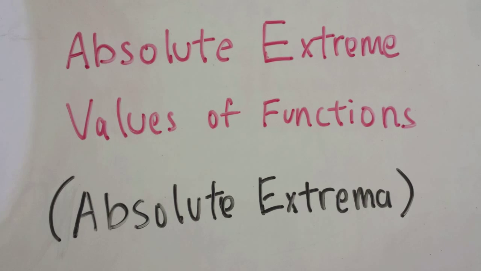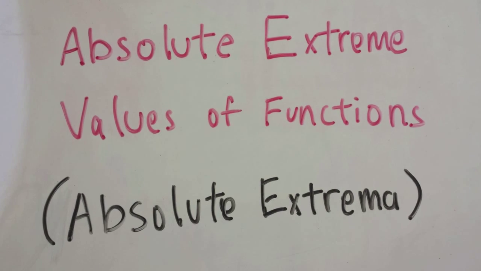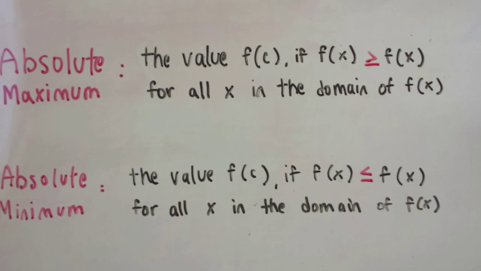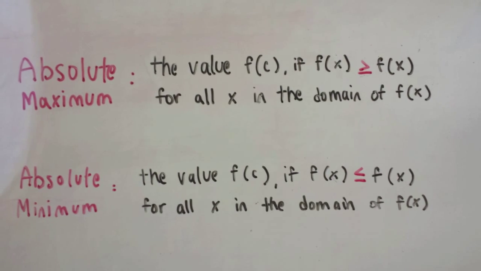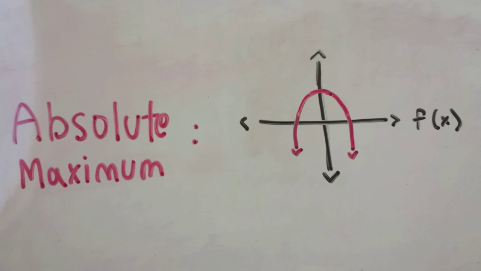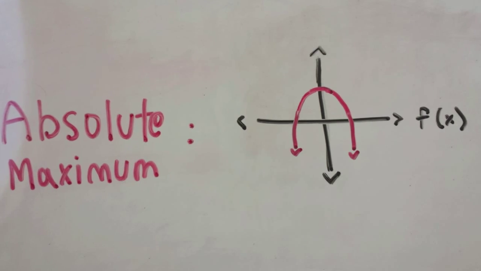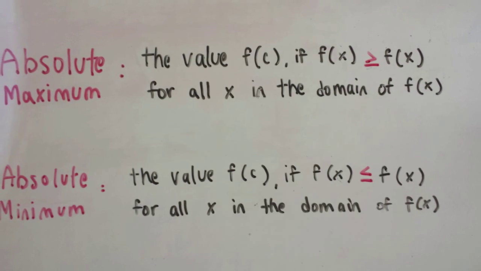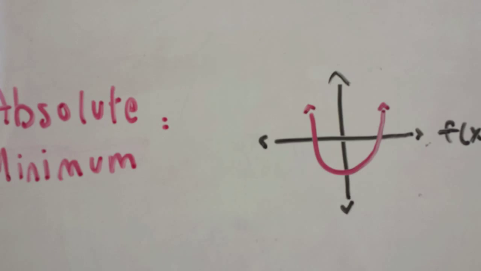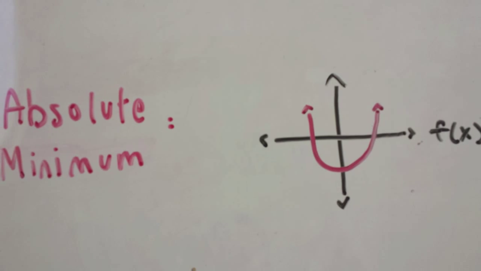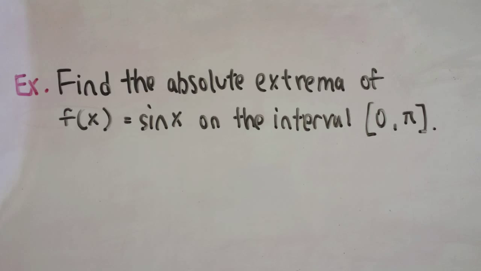Absolute extreme values of functions. Absolute maximum, the value f of c, if f of c is greater than or equal to f of x for all x in the domain of f. Absolute minimum, the value f of c if f of c is less than or equal to f of x for all x in the domain of f.